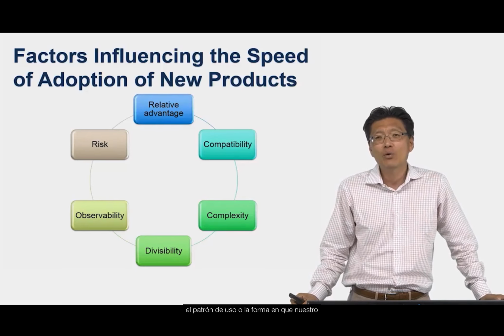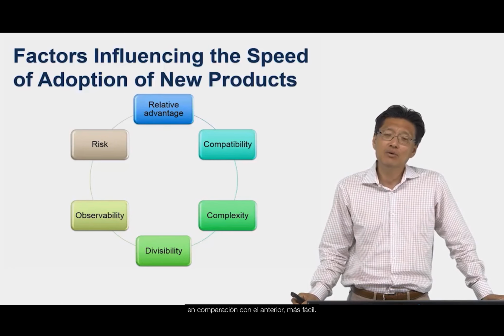The third is complexity. Obviously, the less complex the new product is compared to the old product, the easier it will be for customers to adopt. If a new product is very complex, that makes it very hard for customers to use and learn. Therefore, it's going to be a barrier or an obstacle for customers to adopt a new product.